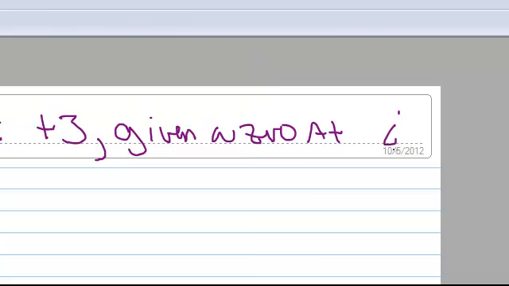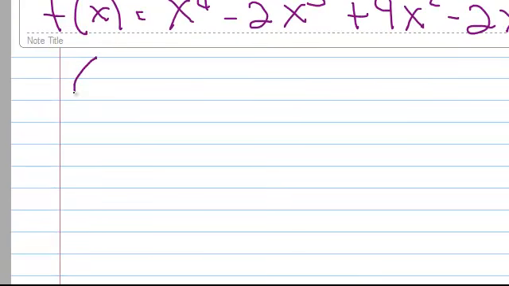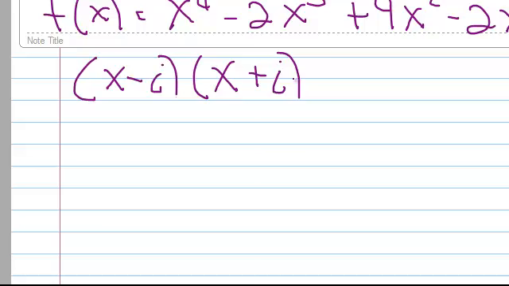So we know we have a 0 at i, so I could make a factor out of that, x minus the 0. But you know you have another one because you always have its conjugate pair. So the other 0 is going to be x minus negative i, so that turns out to be x plus i. What we want to do now is multiply these together, and you can FOIL it out, or you can use the box method. When you multiply them together, you get x squared plus 1.